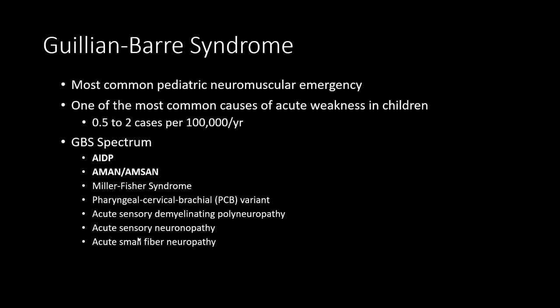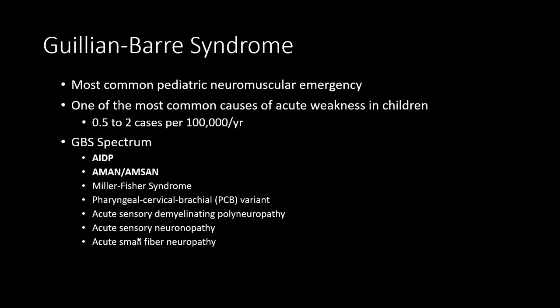So starting out with Guillain-Barre Syndrome, this is by far the most common pediatric neuromuscular emergency, and it's one of the most common causes of acute weakness in children worldwide. So this is something that any neurologist who does any time attending in inpatient will encounter. The incidence is thought to be about 0.5 to 2 cases per 100,000 per year.